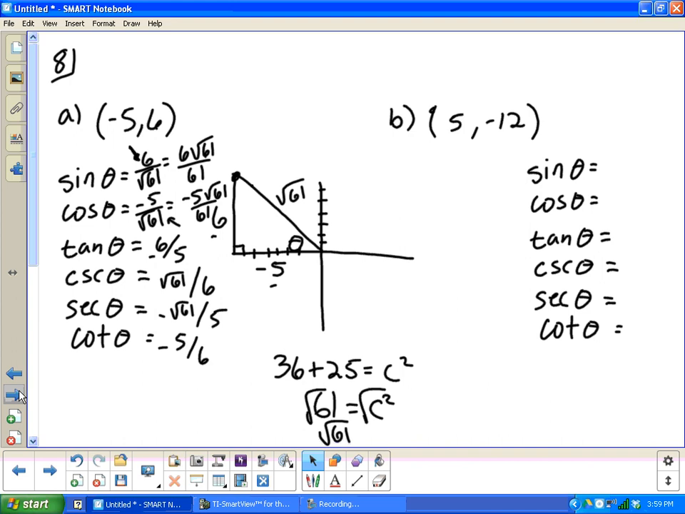Now, for part B, we've got the ordered pair 5, negative 12. We'll erase my triangle in the middle here.